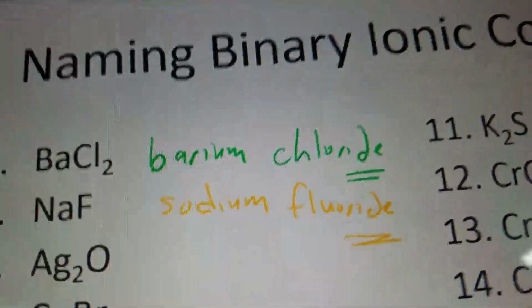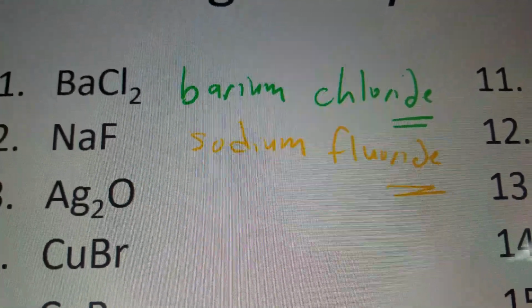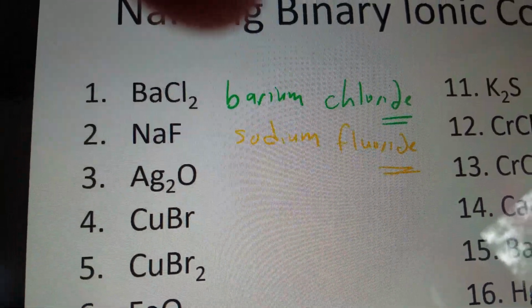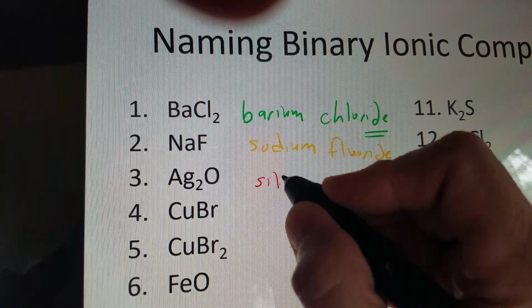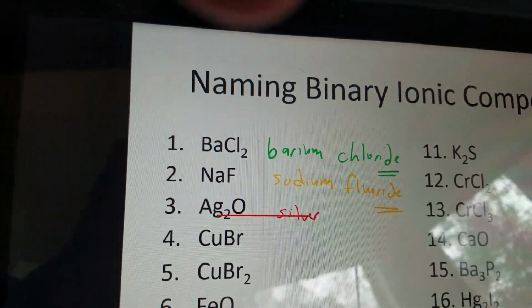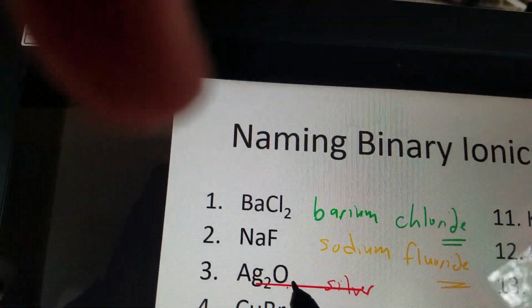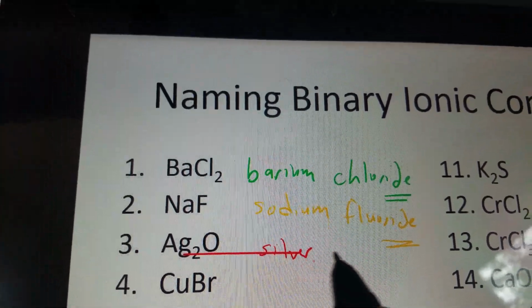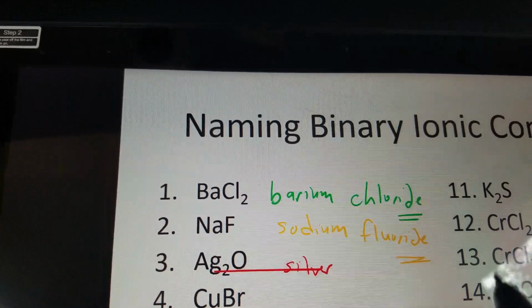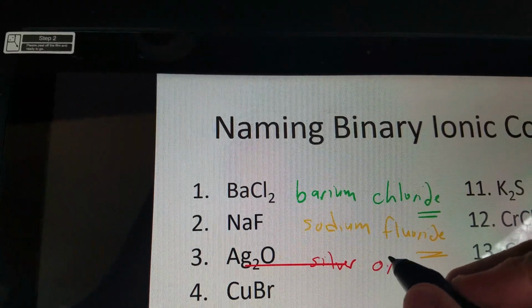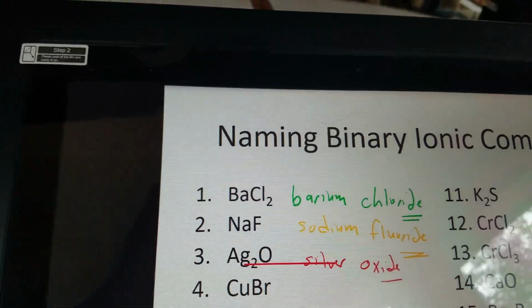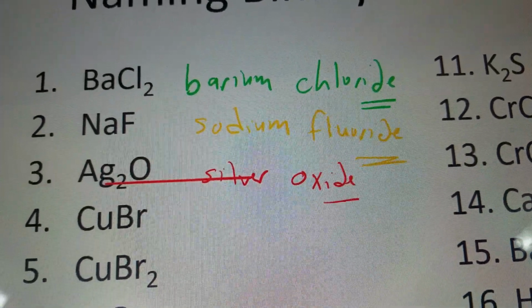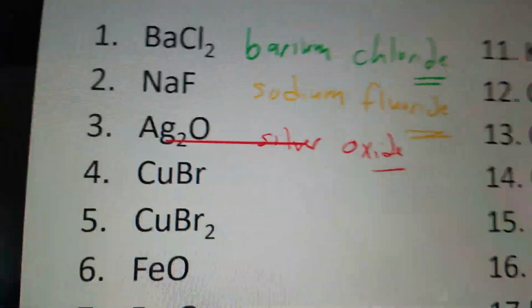What about number 3? Ag is silver. And now this is one you have oxygen, so you're going to take off basically the last part of the name and make it oxide. So again, that one's a little bit one you just have to kind of get used to, so that would be silver oxide.